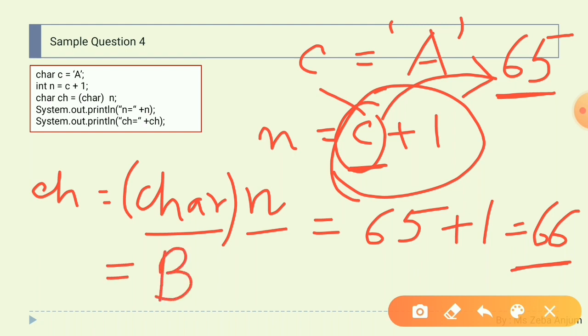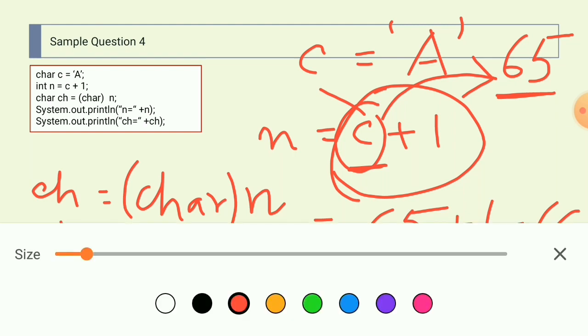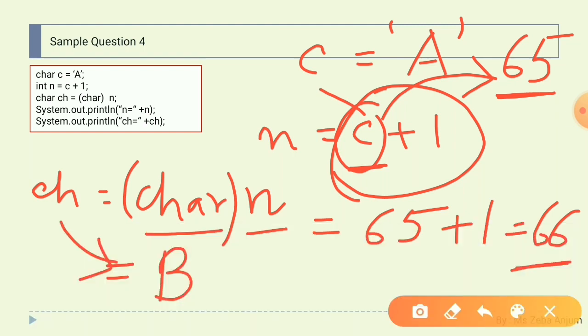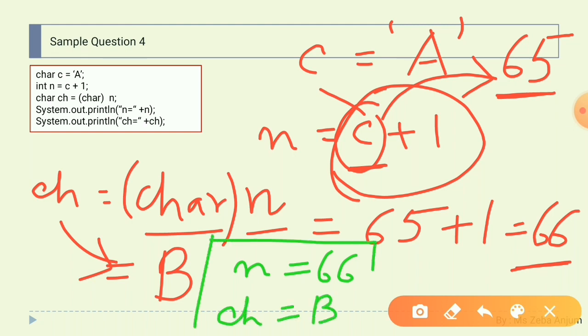Okay, so ch will be holding what? Ch will be holding your B. So now see, System.out.println: n equals to, the constant part you are going to write down as it is. So the answer will be n equals to 66, and in the second line we are having ch equals to capital B. This is your answer for the same.